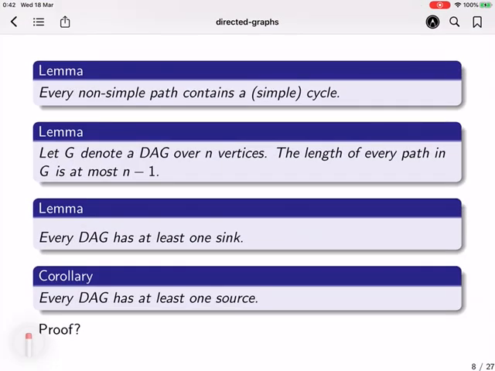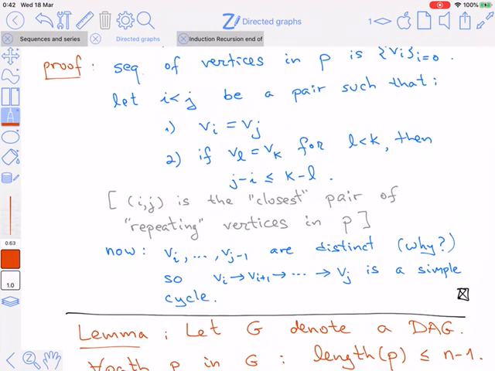The second lemma we want to prove is that if we have a DAG over n vertices, so n here denotes the number of vertices, or the cardinality of V, we want to prove that the length of every path in G is at most n minus 1. You cannot have long paths in a DAG. The paths are bounded by n minus 1. How do we prove this lemma?